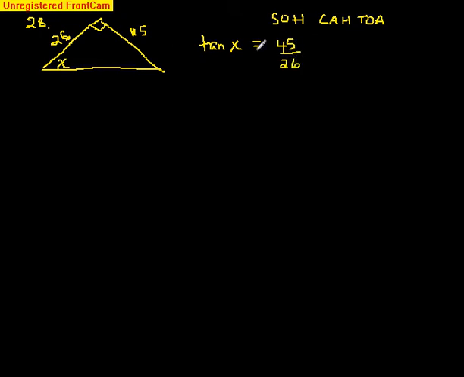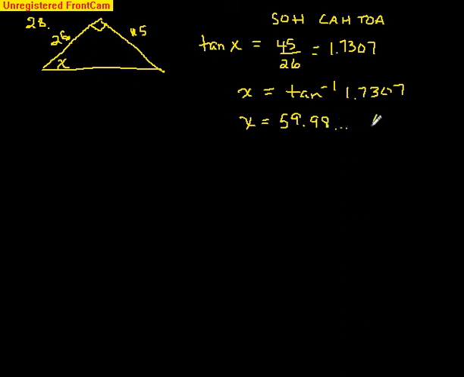We'll put that in our calculator. 45 divided by 26 is 1.7307. I just keep that number in my calculator. And then I'm going to take the inverse tangent of that number. So x equals the inverse tangent of this number, which I'll have in my calculator so it'll be more accurate, with more digits. I do inverse tangent, and I get 59.98, etc. And I'm just going to round that to 60 degrees. So that's how you get those using inverse tangent.